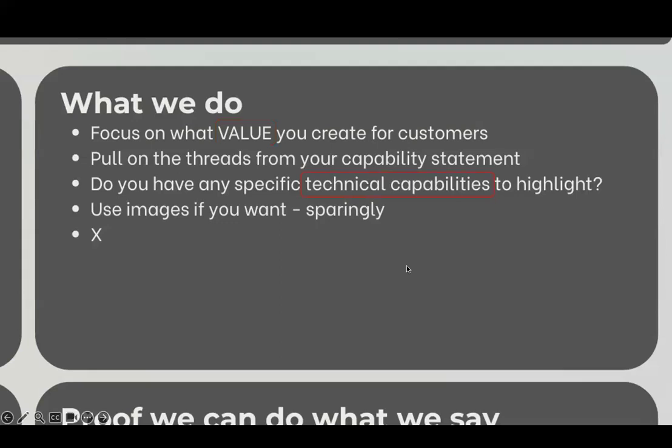You also want to pull on the threads from your capability statement. So if you've mentioned that you have a capability, translate that into a value statement. So with this capability, we create this value for clients and customers. But it is also important in here to include any specific technical capabilities that you want to highlight. So if you have specific technical capabilities around 3D printing, additive manufacturing, or if you're in the space of combat ration packs or any of those sorts of things, what are you doing that someone else isn't doing?